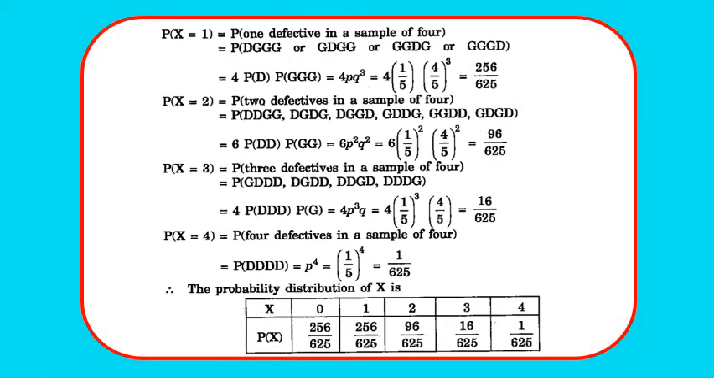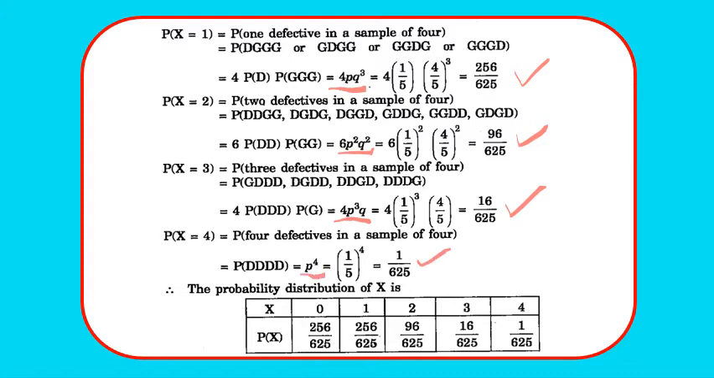P(X = 1), that is 1 defective in a sample of 4, so it will be 4 p q cube, which is equal to 256 upon 625. P(X = 2), that is 2 defectives in a sample of 4, so it will be 6 p square q square, which will be equal to 96 upon 625. P(X = 3), that is 3 defectives in a sample of 4, so it will be 4 p cube into q, which is equal to 16 upon 625. And P(X = 4), that is 4 defectives, so it will be p to the power 4, which is equal to 1 upon 625.